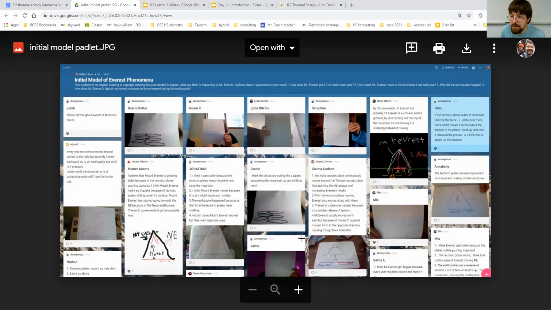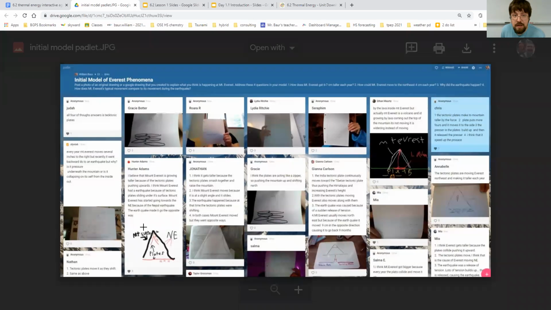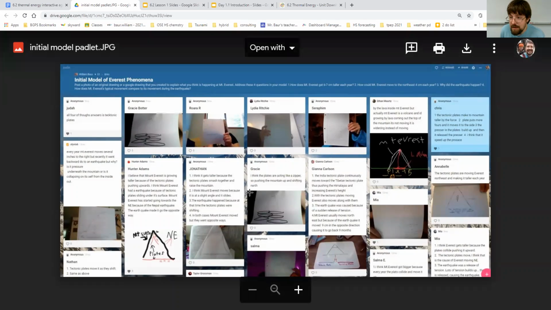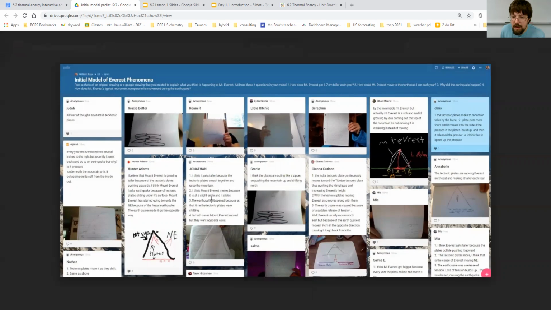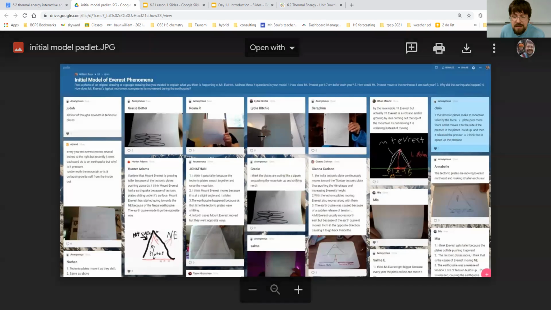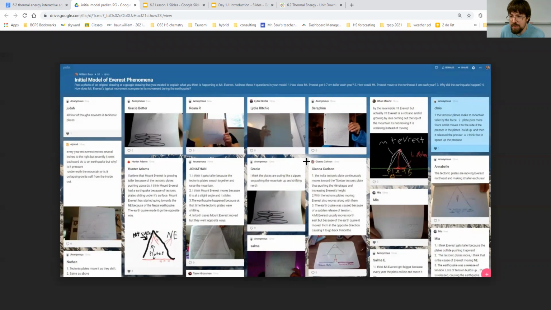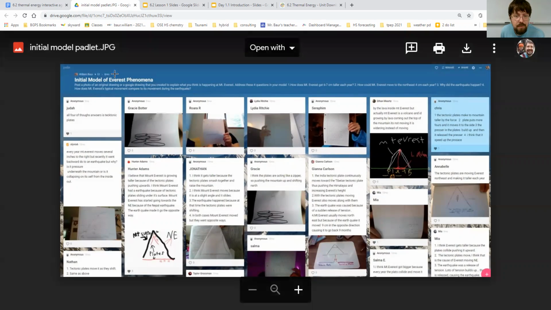This is a really easy way to do a gallery walk, because it's all just on the screen and the kids can scroll around and look at what their classmates are thinking. So that might be a strategy you use, Padlet for your gallery walks or initial models. The only downside is that it's a paid app. You can use a couple of Padlets for free, but now there's a paywall behind it. But it was worth the investment for me last year.